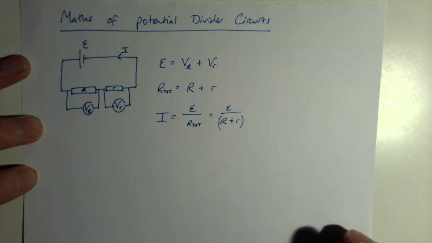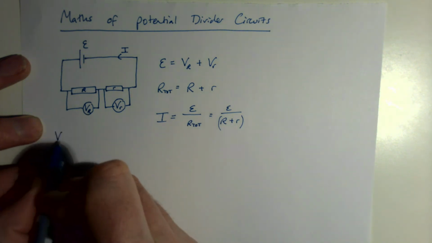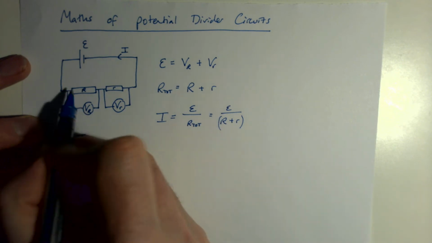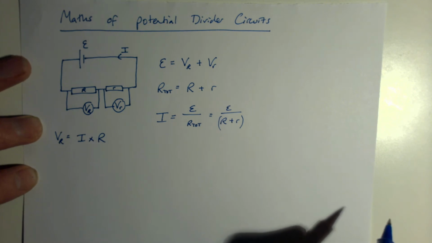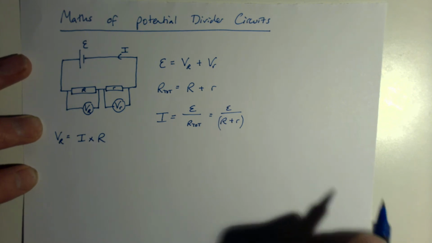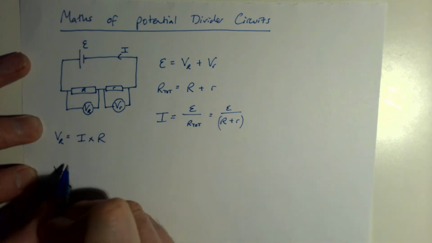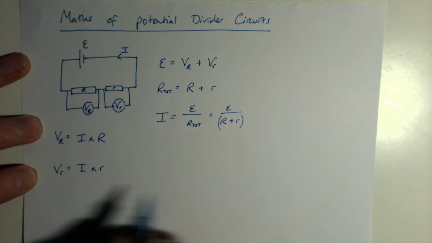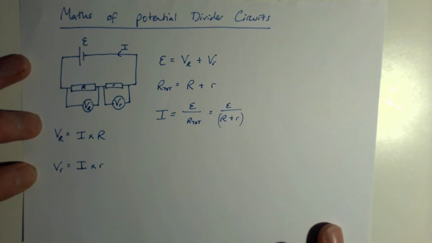What else do we want to know? We might want to know what's the potential difference across this resistor. So V capital R will be the current that flows through the resistor times the resistance of the resistor. We might also want to know the potential difference across this other resistor. Potential difference across little r, that's going to be the current flowing through it, which of course is the same current, times its resistance. Right, so that is kind of all the setup of the maths that we know.